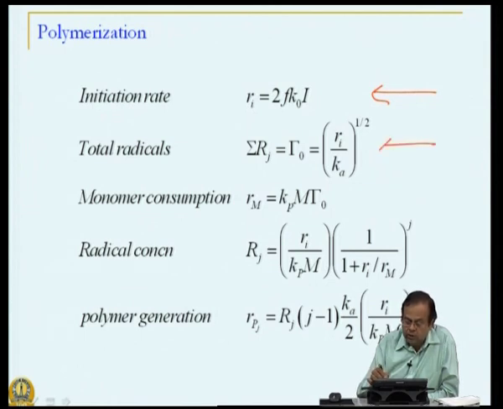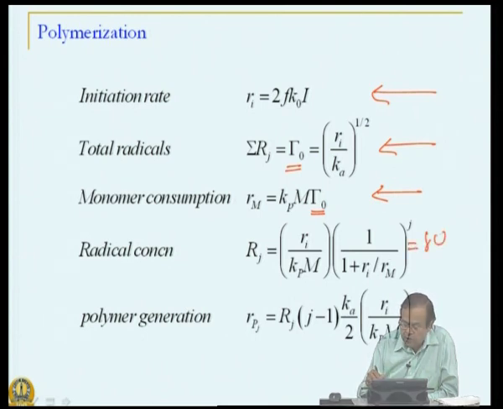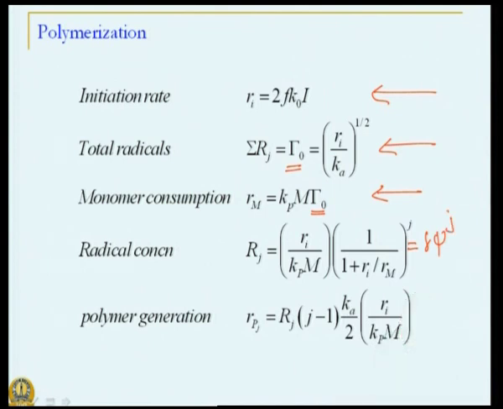the total radicals, that is R1, R2, R3, R phi, R infinity, is given in terms of this initiation rate Ri and the initiation rate constant Ka. Then the monomer consumption rate, this is referred to as total radicals tau 0, monomer consumption rate, radical concentration of any species Rj in this particular form, which can also be written as gamma times psi raised to j, and the polymer generation rate, which is in terms of this R(j-1) into some constant.